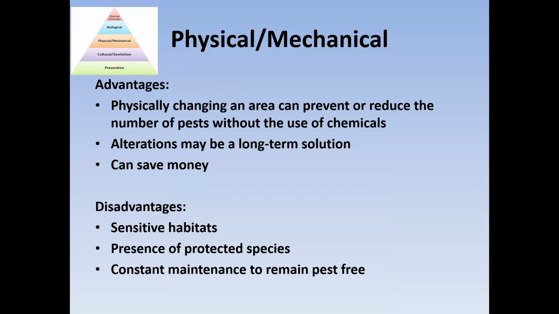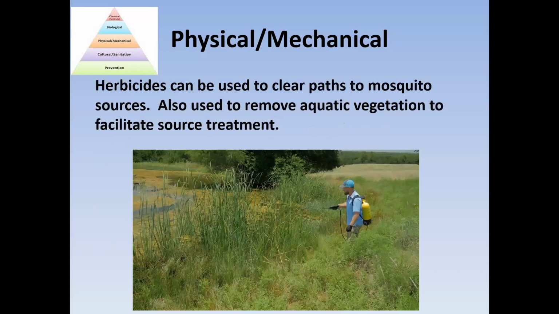As part of physical mechanical, herbicides can also be used to clear paths to mosquito sources. Understand that the gold card from CDPH does not authorize you to spray roadside ditches and that sort of thing unless it has something to do with mosquito control. Usually it's to get rid of emergent vegetation in the water or clear paths to a source. So our gold card that you'll be earning is not carte blanche to spray herbicides.